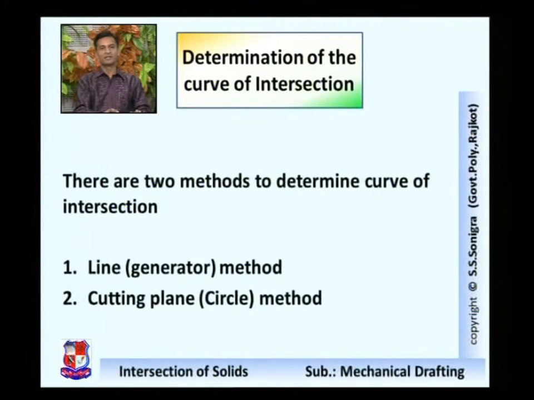In the first method, that is the line method, we find the points over the surface or periphery of the solid, and then we find the final point. And in the cutting plane method, we assume that the solid is cut at a given angle, or one solid is cut by another solid, and we assume that there are a number of cutting planes, and because of the formation of those cutting planes, whatever shape is there, that we find. That is the second method.